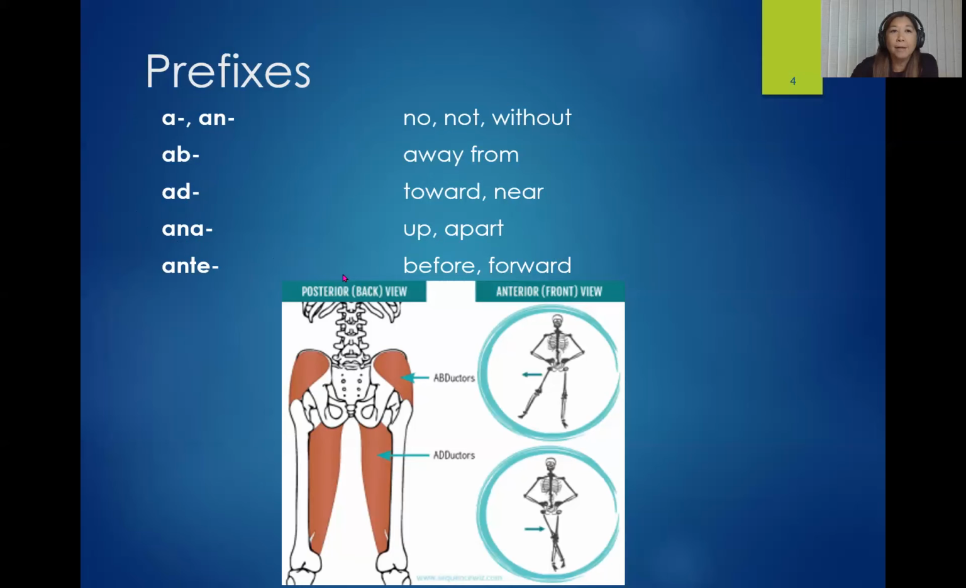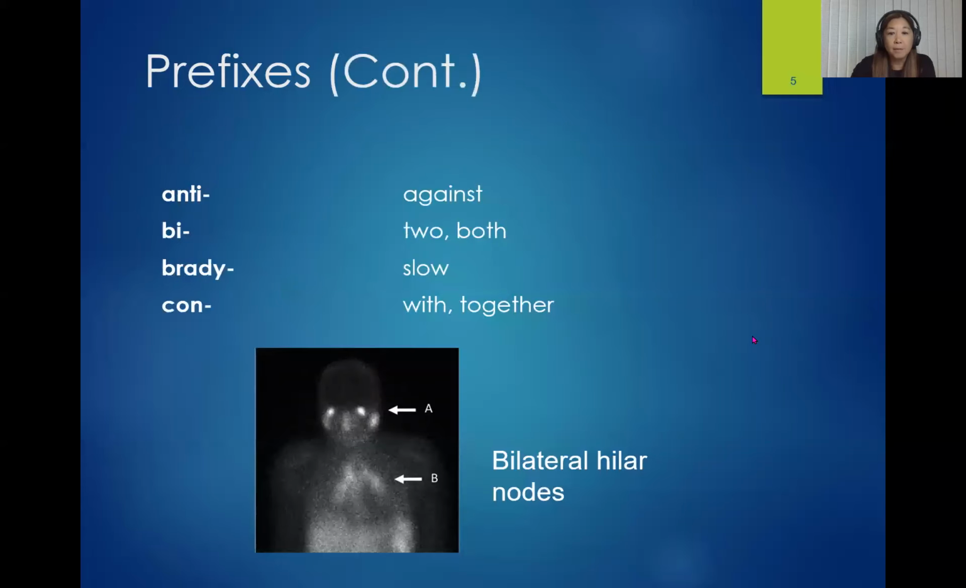Ante is a prefix that means before or forward. So antepartum means before birth. You're also probably familiar with the term anterior, right? Which is when we're looking at something from the front side. Don't mix up that ante with anti, which means against, right? So you probably can think of lots of words with anti in them. So anticoagulant stops blood from clotting.